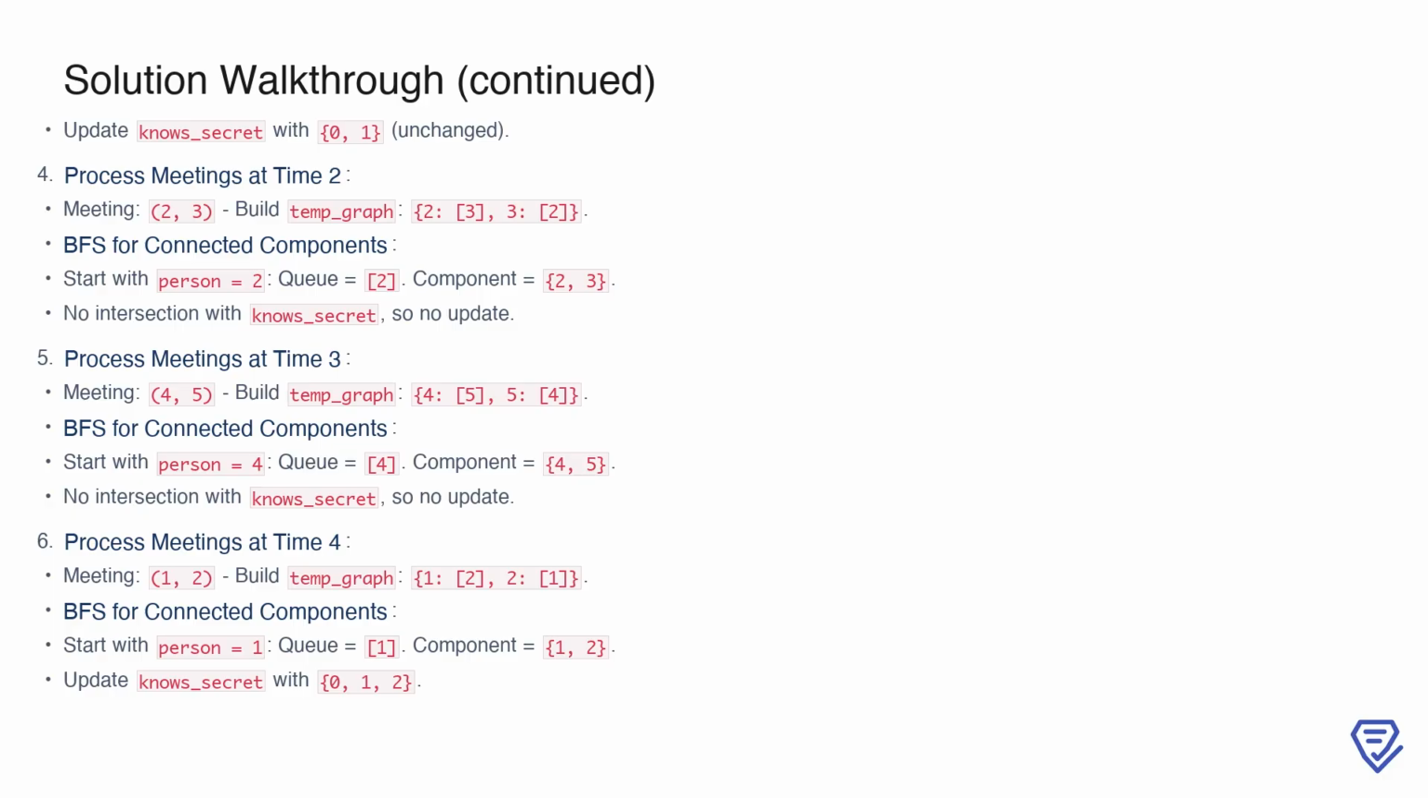Finally, at time 4, persons 1 and 2 meet. The temporary graph is 1, 2, 2, 1. Using BFS starting from person 1, we find a connected component of persons 1 and 2. Since person 1 knows the secret, we update the knows_secret set to include person 2, resulting in 0, 1, 2. By the end, only persons 0, 1, and 2 know the secret, so the final output is 0, 1, 2.